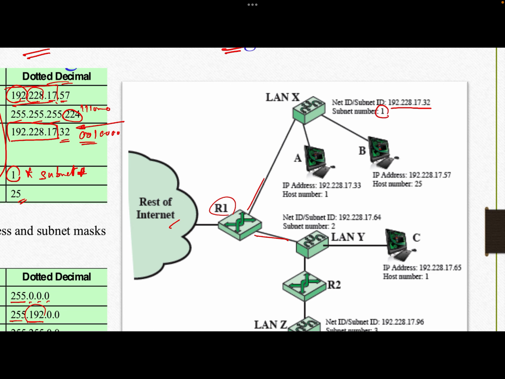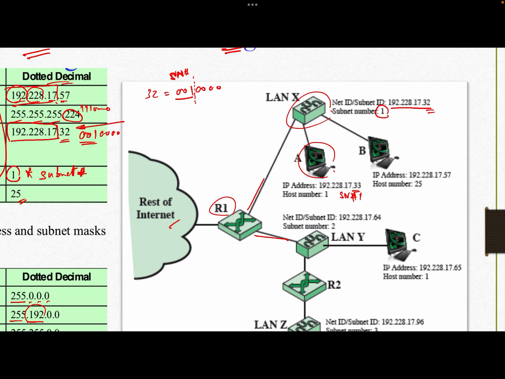I can show you a little bit more. 32 is this, and you have the mask up to here. It is a network subnet number, so it's 001. So this corresponds to the table. For B, A is a device that is connected to LAN X. So it's in this subnetwork, in this subnetwork 1. So what is the host number? The subnet number is equal to 1, because it's connected to this LAN here.